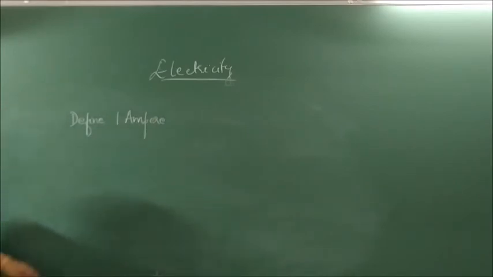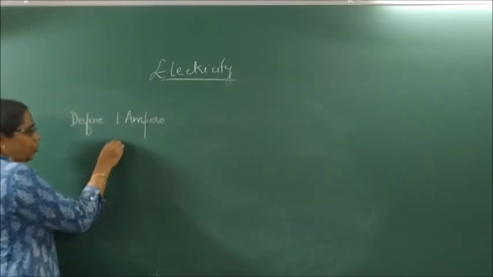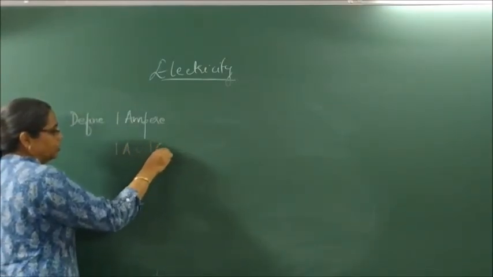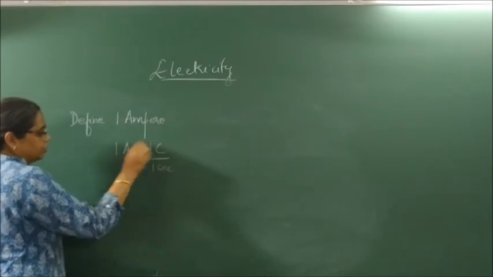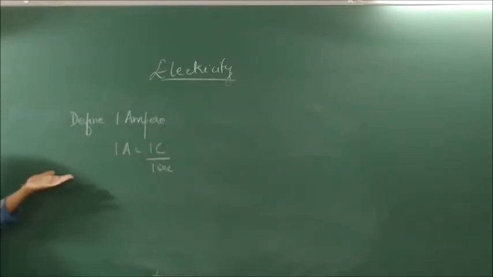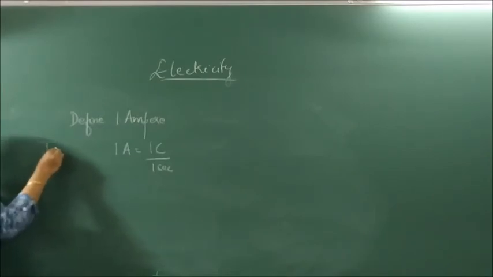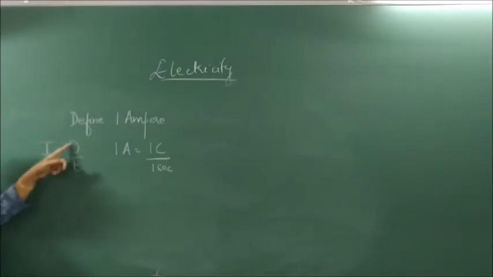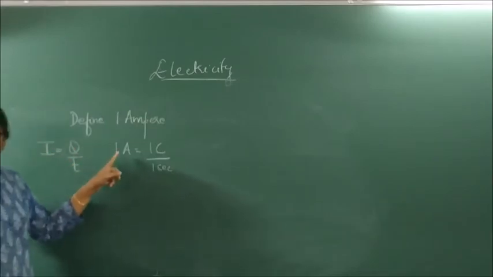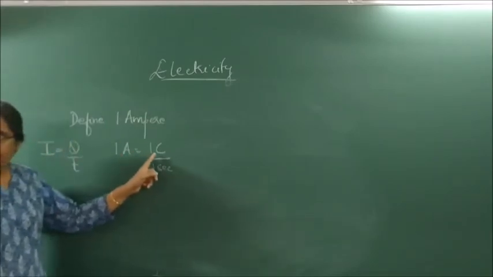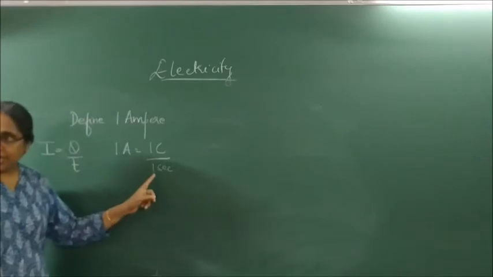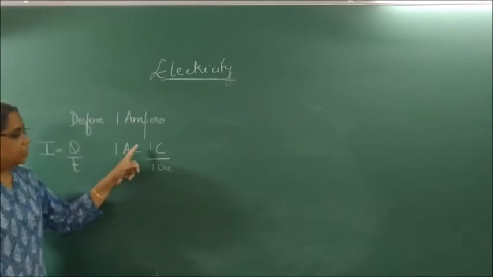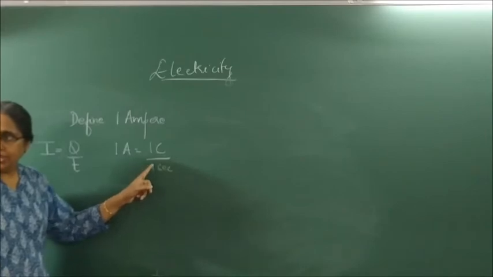Okay, whenever such a question comes, we should first write the formula. What is ampere? 1 ampere is 1 coulomb by 1 second. Correct? When I have to define ampere, I know ampere is the SI unit of current. So I is equal to Q by T. I is measured in ampere, Q is measured in coulombs, time is measured in second. So 1 ampere is equal to 1 coulomb by 1 second.